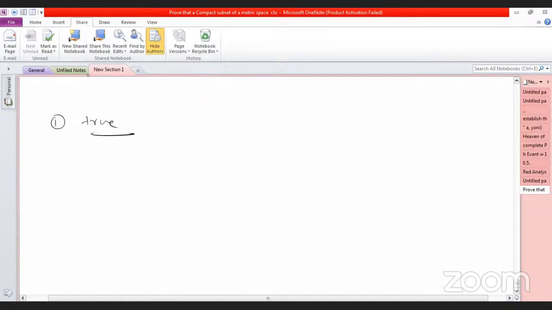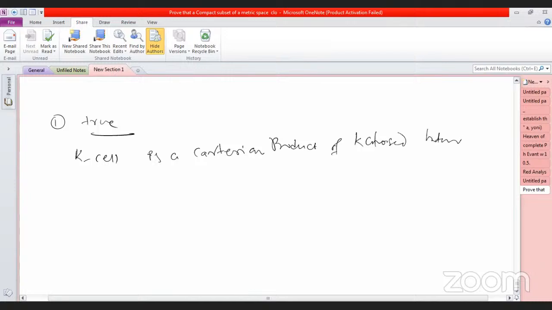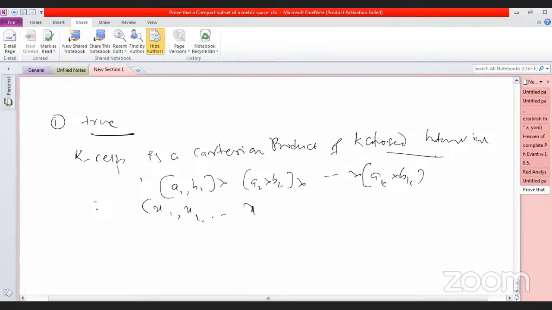A K-cell is a Cartesian product of closed intervals in R. That is, the K-cell is [a1, b1] × [a2, b2] and so on up to [ak, bk]. That is, the set of x = (x1, x2, ..., xk) where xi belongs to [ai, bi], for i equal to 1 to k. This is called a K-cell. Clear? Any doubt?